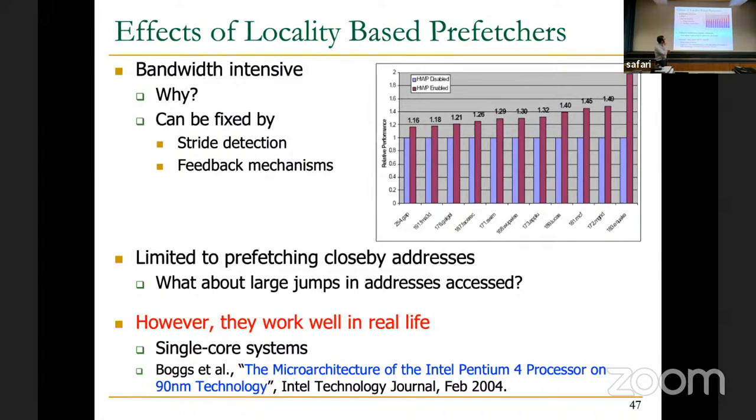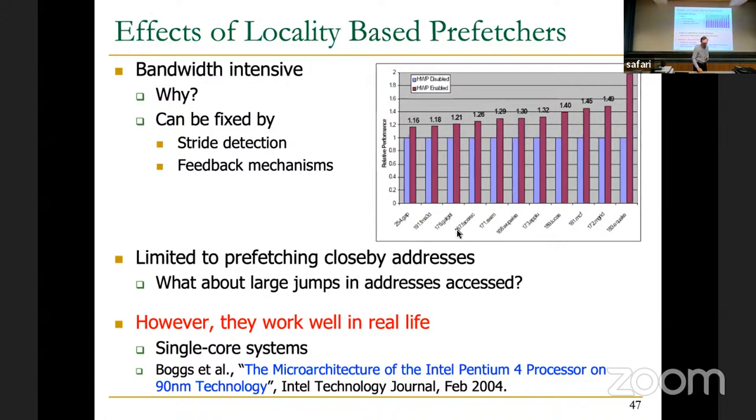So you can fix this with stride detection. You can still have locality-based prefetching, but prioritize the strides. And if you're confident that you have a stride, then you abandon this window. You need to integrate it with other stride stream detection mechanisms, but I'm not going to get into that. And you can also have feedback mechanisms that we've discussed, right? If you have too much useless prefetching, you throttle the stream.